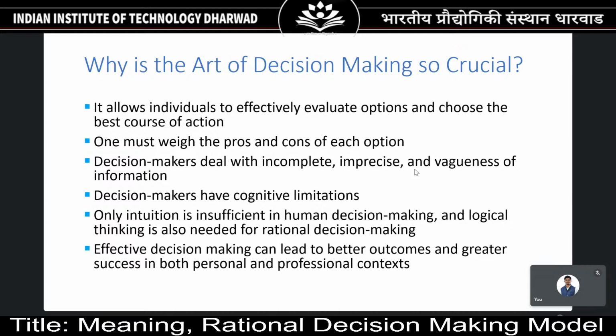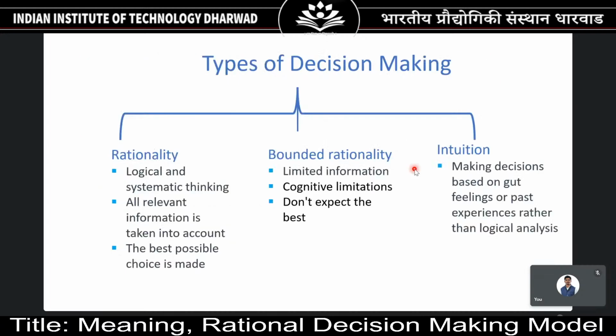So based on that, you must focus on the decision making process, and you must train your mind as per requirement. There are three types of decision making available in the literature. First one is rationality. Typically in economics, we most of the time focus on the rational decision maker.